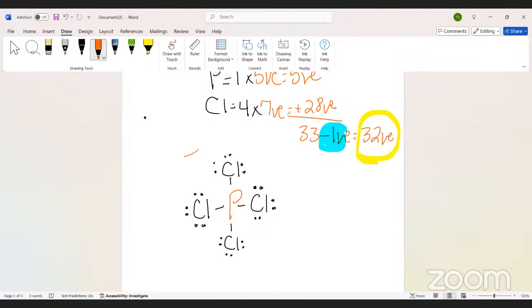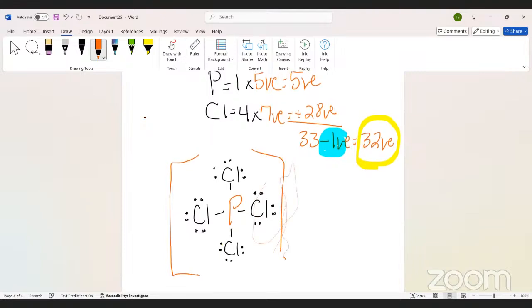Now we got to put this entire thing in brackets and put on the outside that +1 charge. And that's going to let us know that there was an extra valence electron that we had to deduct away from it. Okay? That's what we're doing right there.